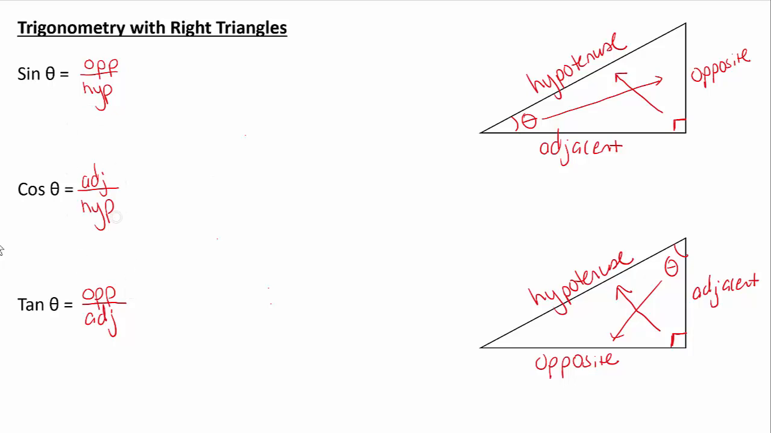But you need to know sine, cosine, and tangent and their formulas, as well as the relationships between the sides of the triangle based on the angle that you're looking at. Okay, so review that if necessary. Let's look at our first example.